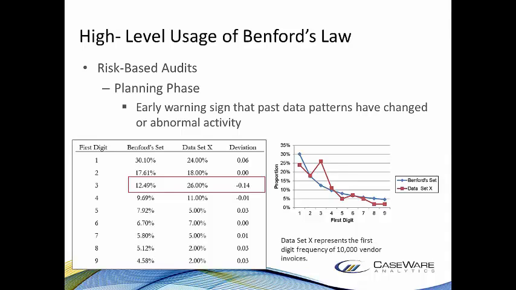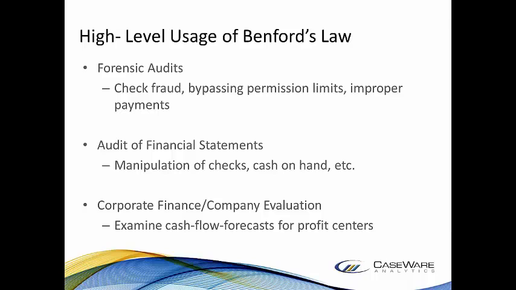So if you were to look at that anomaly, instead of auditing 10,000 vendor invoices, 26% of 10,000 would be 2,600 invoices that you would have to look at, all starting with the leading digit 3. Next slide.